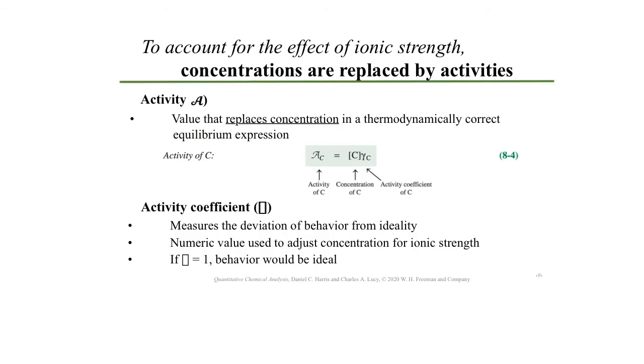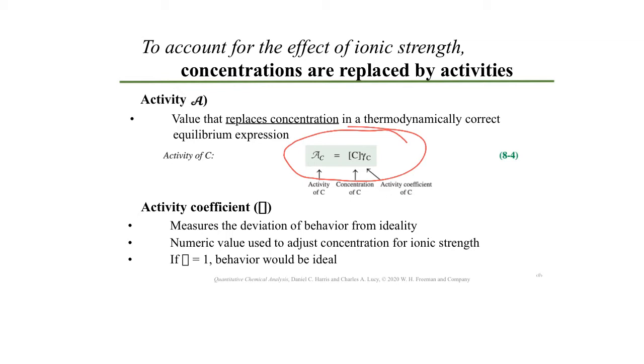So this leads to something called activity coefficients. When we talk about activity, that's what we're really talking about in an equilibrium situation, because the activity is what causes either more product or more reactant. It's not only the concentration. So how do you account for that? Well, you use this equation that says the activity of C is equal to the concentration of C times the activity coefficient of C. So we're going to have to figure out what the activity coefficient is.